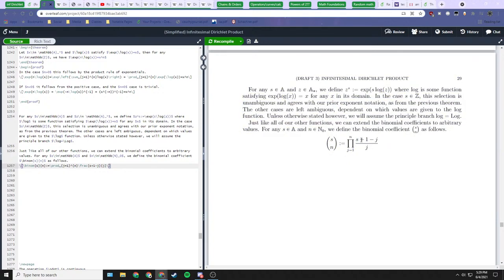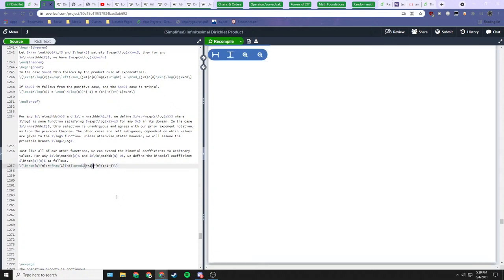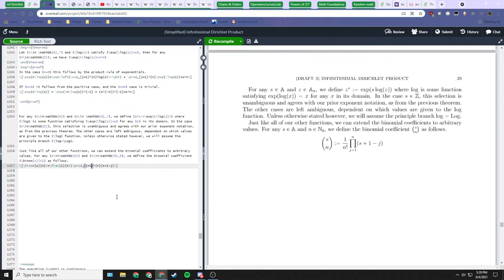But you can define them using this arbitrary product. It's exactly the same formula. You could do it another way. Instead of having this j in this bottom part as a fraction, we could just do 1 over n factorial times this product. We could also flip this product around if we want.